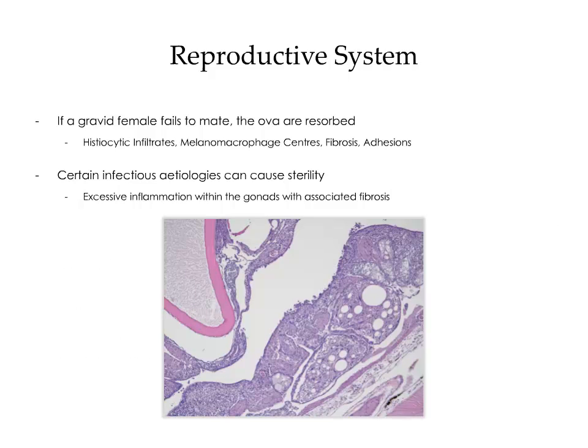If a gravid female fails to mate, the ova are resorbed. This can be associated with histiocytic infiltrates, melanomacrophage centers, fibrosis, and peritoneal adhesions. Certain infectious etiologies can cause sterility via excessive inflammation within the gonads and associated fibrosis. The image below is a histological section of an ovary with many resorptive follicles.